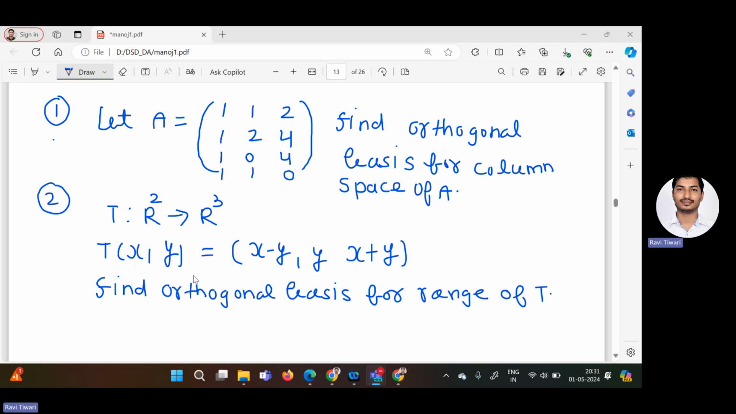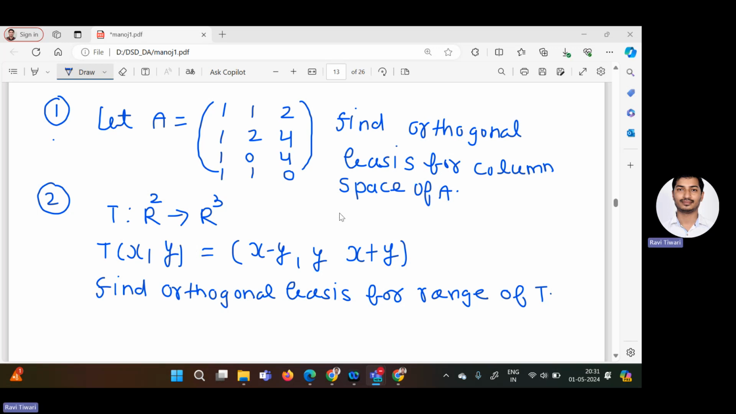In the second question, T is a linear transformation defined as T(x, y) = (x - y, y, x + y), and we have to find an orthogonal basis for the range of T. These two problems I will discuss first, then I will discuss the matrix representation of inner product, and as the last topic, orthogonal complement.